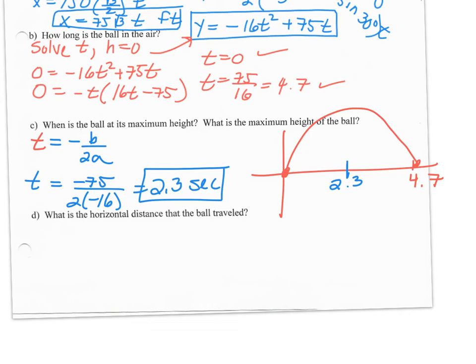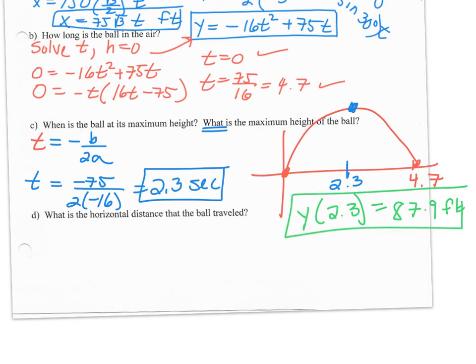Then the second part says, what is the maximum height? So now I want to know on this graph, what is the y value way up there? So then you're going to find y. Let me do a different color because it's getting kind of messy here. We're going to now find y when time is 2.3 seconds. I'll plug 2.3 into my y equation. You'd have a calculator for this, and this would be 87.9 feet. So again, that one says, when does it happen? T. What is it? Y.